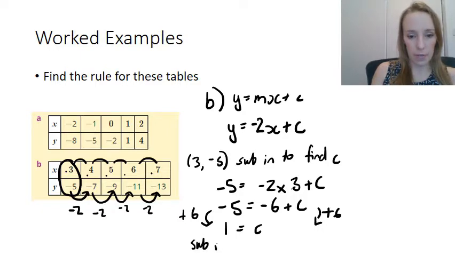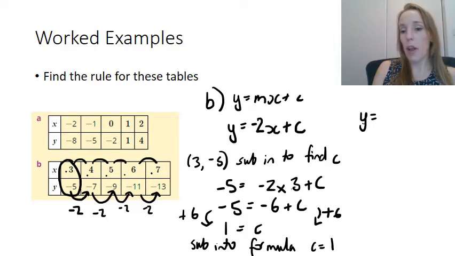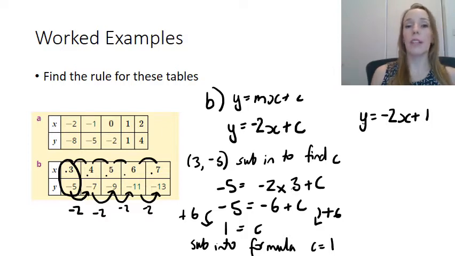Then we can substitute that back into our original formula. So sub into formula, c equals 1. So y equals mx, and we know m is negative 2, x plus c, which we know is 1. So that would be our formula. Y equals negative 2x plus 1. That's our formula there for b.